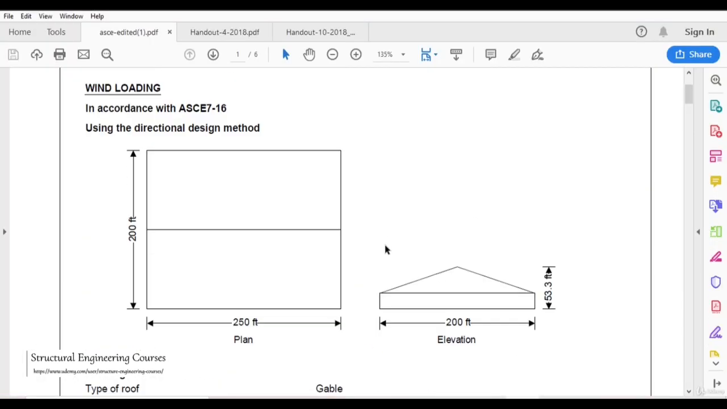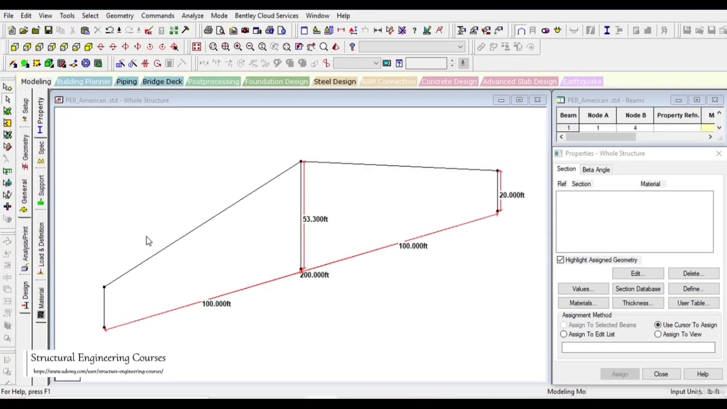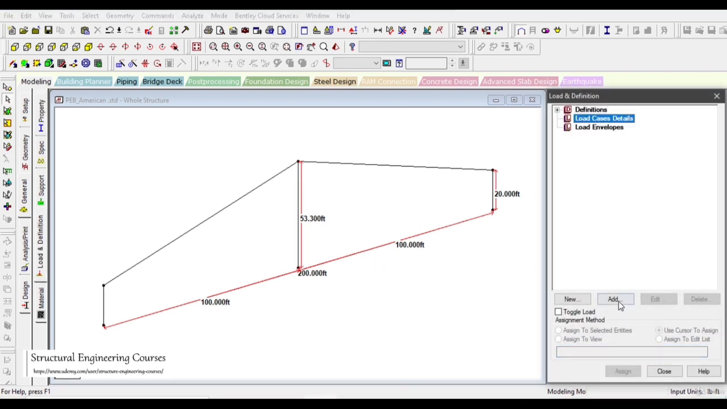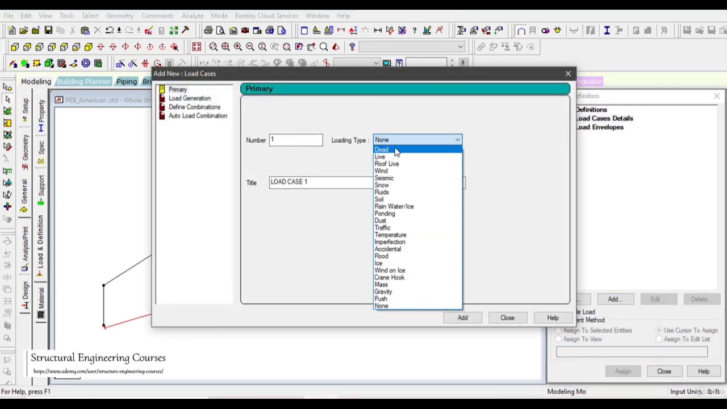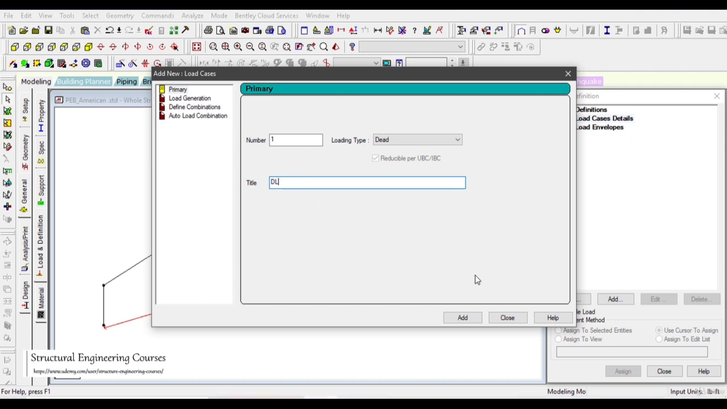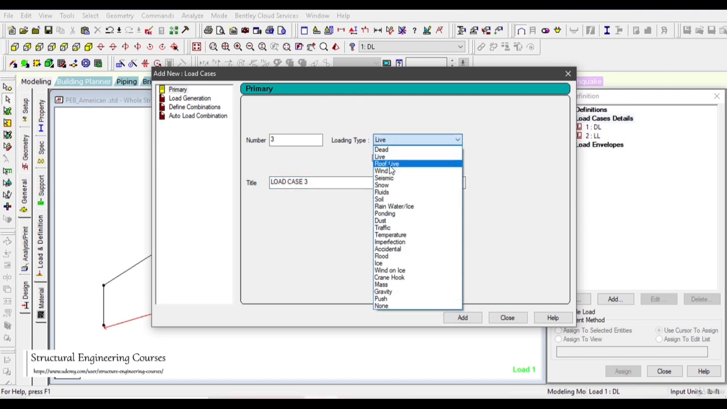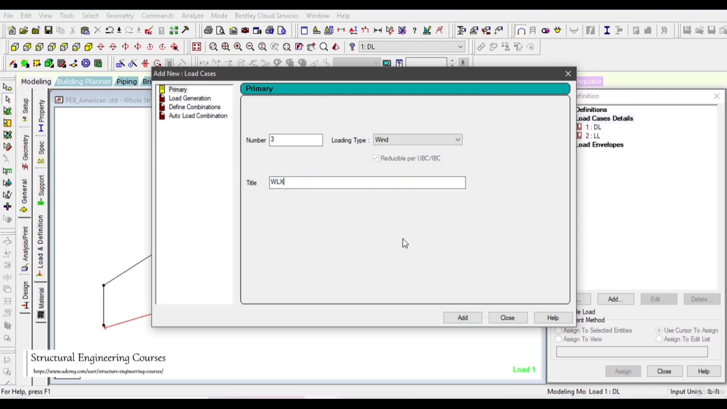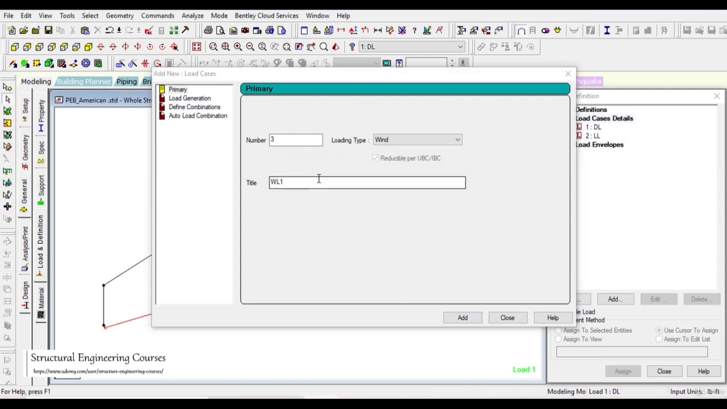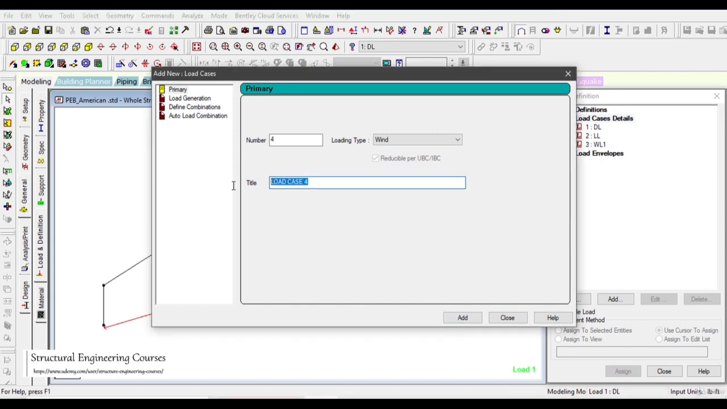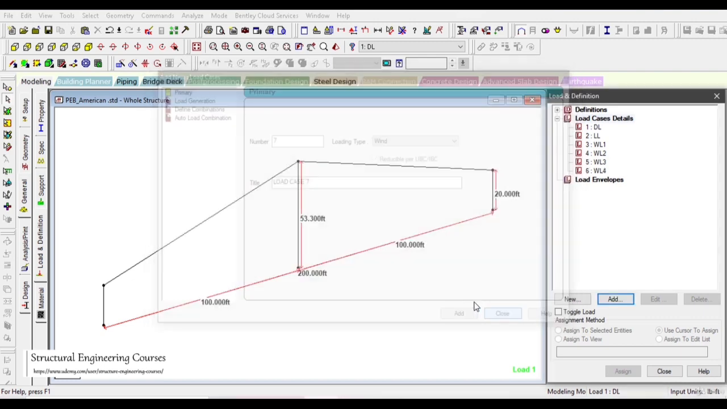So after that, if we want to calculate the dead loads and live loads first, what we can do here is go to the general load and definition option, and under this option we can select dead load and live load, and wind load WLX. So we can name it as WL1, WL2, WL3 and WL4.